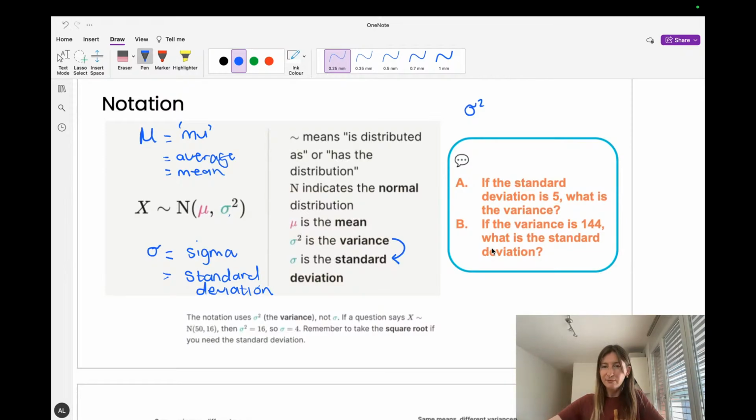Yeah, we have some quick answers over here. Very nice. So if the standard deviation is 5, the variance is just 5 squared, so 25. And if the variance is 144, standard deviation is 12, because 12 squared is 144.